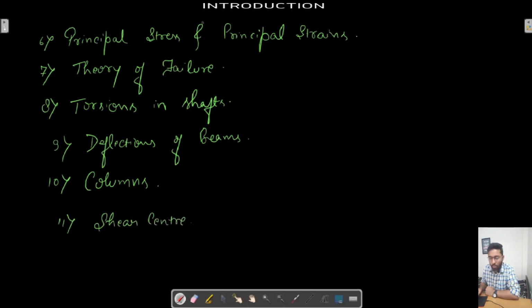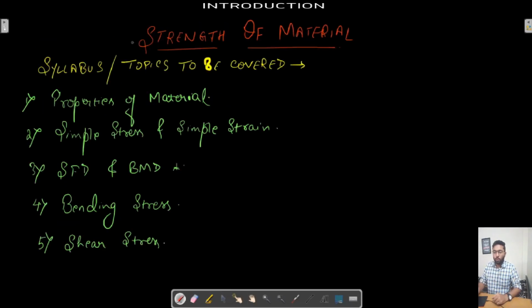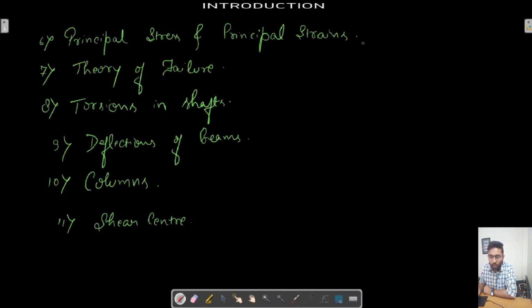All right. So as you can see, this is the syllabus which we will be covering. First topic will be properties of material. The second topic will be simple stress and simple strains. After that, SFD and BMD. This is very important. Apart from that, bending stress and shear stress. With the help of bending stress and shear stress, we'll be heading towards principal stresses and principal strains. In the follow-up, we'll be discussing theories of failure. After that, we'll move to torsion in shafts, and then we'll be discussing the deflections of beams. The last topics will be columns and shear center.